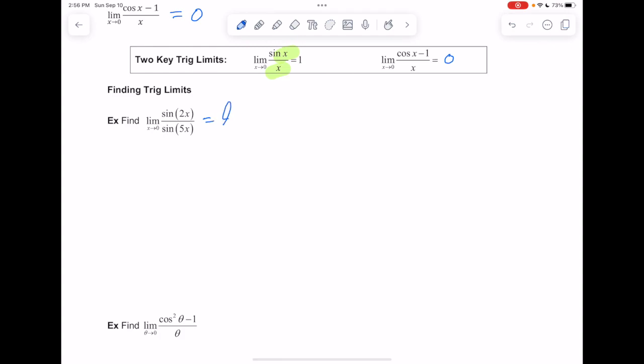So what we're going to do is change this to the limit as x approaches 0. And we're going to write sine of 2x here, and no denominator at first. And we're going to move the denominator over here and write sine of 5x over on this side.